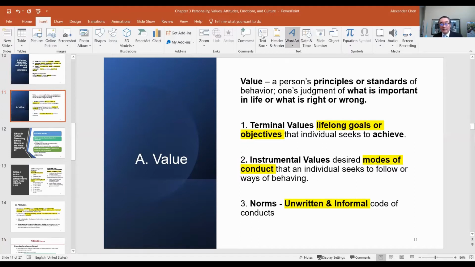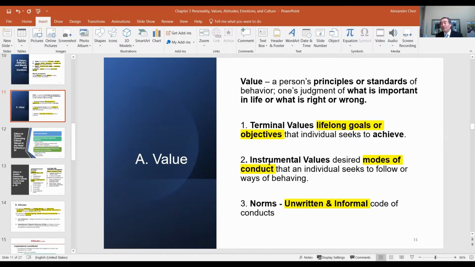So I just discussed the value definition: the principle or standard is what? Something right or wrong. Terminal values are related to life's long-term goals or objectives. Instrumental values are about modes of conduct, a little bit more short term. They give you 18 different ones of each, and there is still a lot of argument, so I'm not going into detail about whether this is terminal or this is instrumental. It's a matter of definition, how you view it.